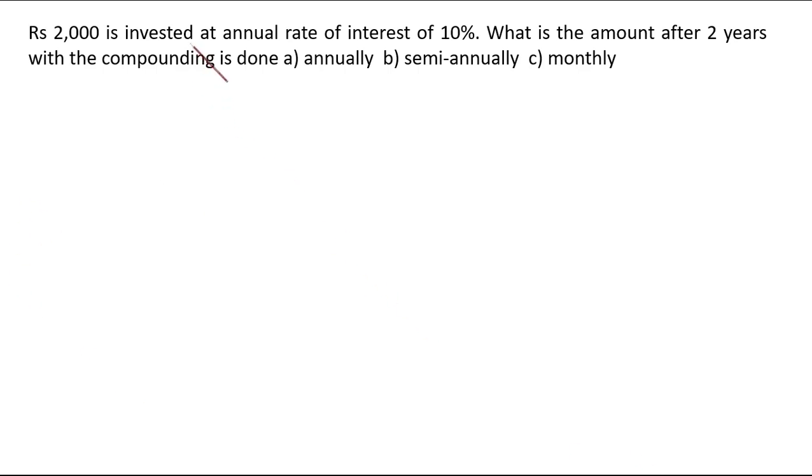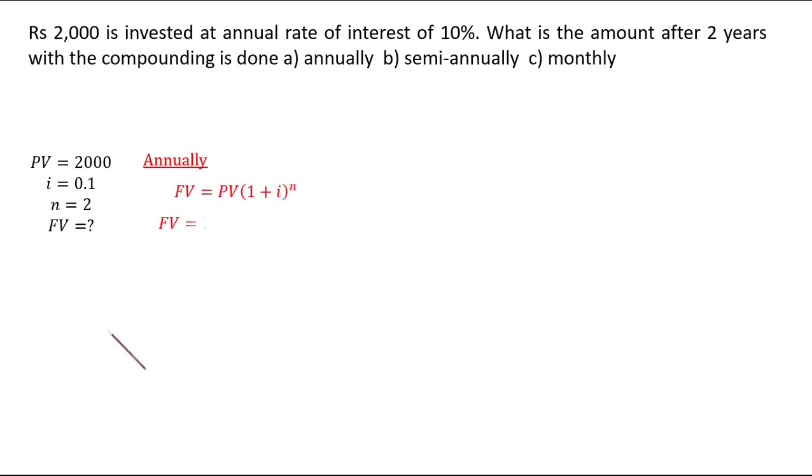Rupees 2,000 is invested at an annual rate of interest of 10%. What is the amount after 2 years if the compounding is done first annually, or semi-annually, 2 times a year, or monthly, 12 times a year? So there are 3 sums in this sum. So we have been told that the present value is 2,000. Rate of interest is 10%, so 0.1. Number of years is 2. Future value not known. So first, when it is done annually, we can simply use the formula and substitute in the numbers to get the answer.